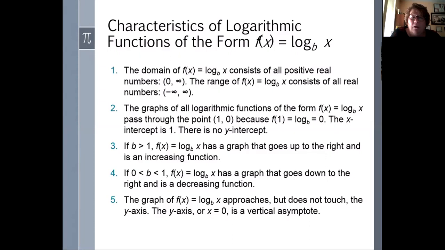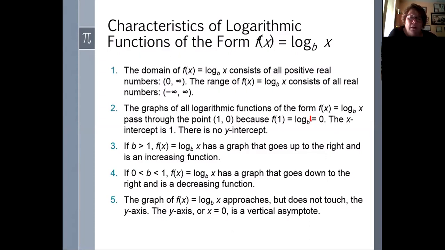The graphs of all logarithmic functions of the form f of x equals the log base b of x pass through the point 1, 0, because f of 1 equals the log base b of 1. We've got a 1 missing right there, and that is equal to 0. So the x-intercept is 1. There is no y-intercept. The y-axis is a vertical asymptote.